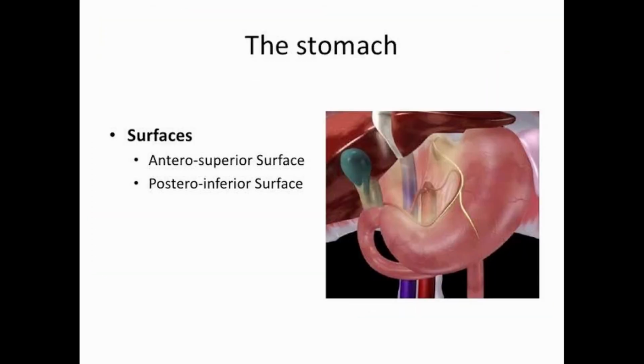Next are the stomach surfaces. In the stomach there are 2 surfaces, the anterior superior surface and the posterior inferior surface. The surface that is present anteriorly and superiorly is termed the anterior superior surface.